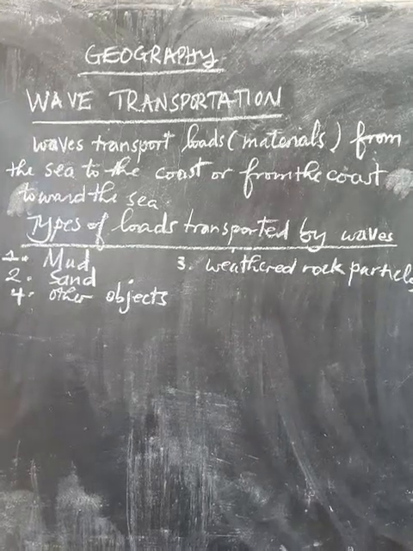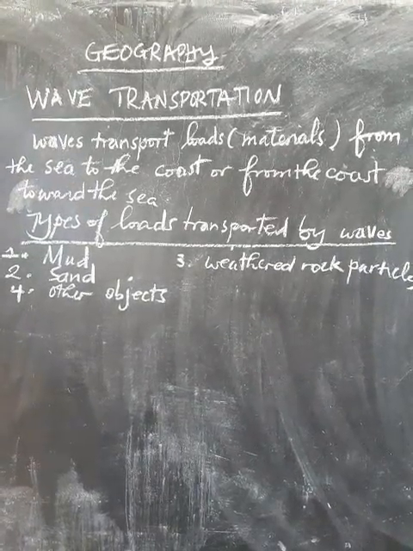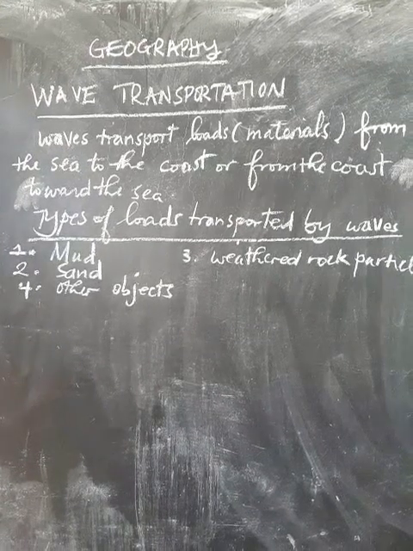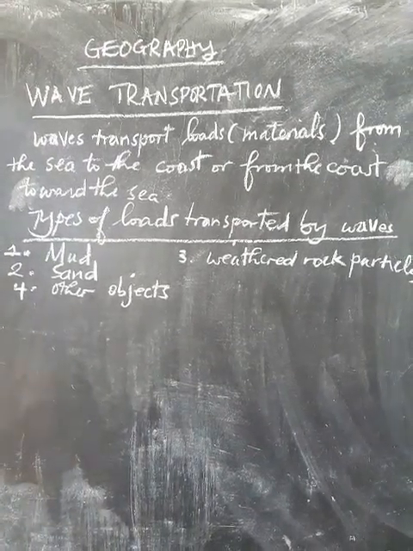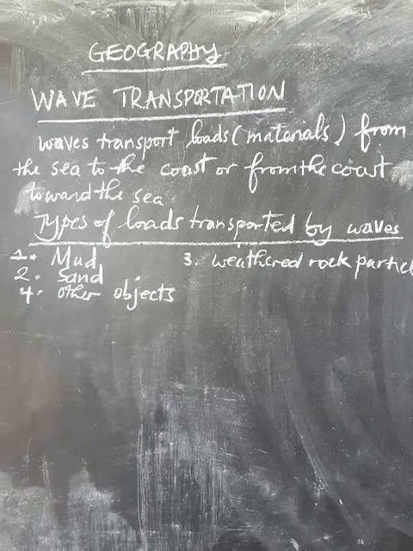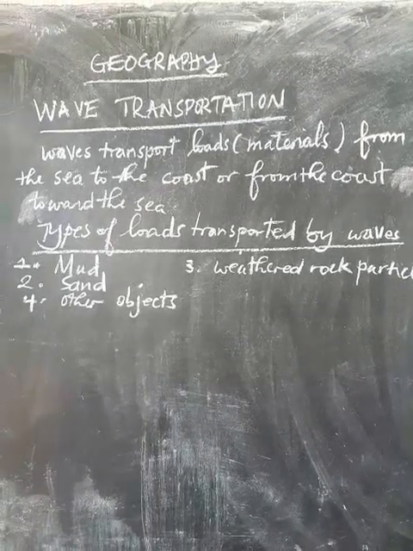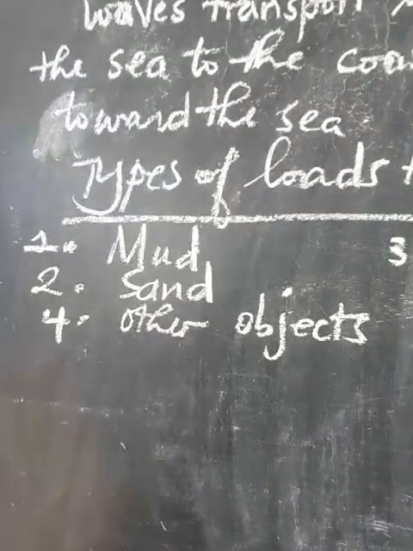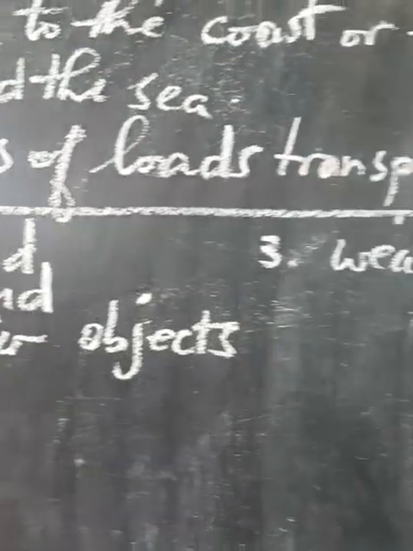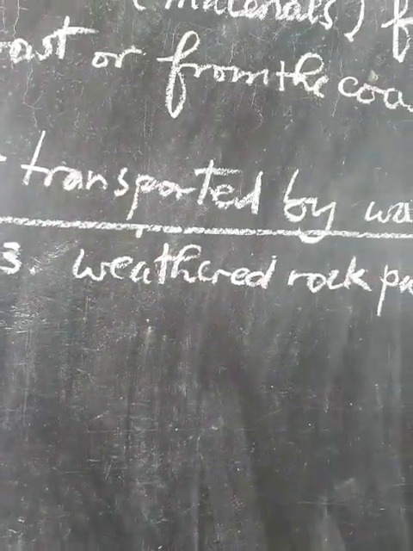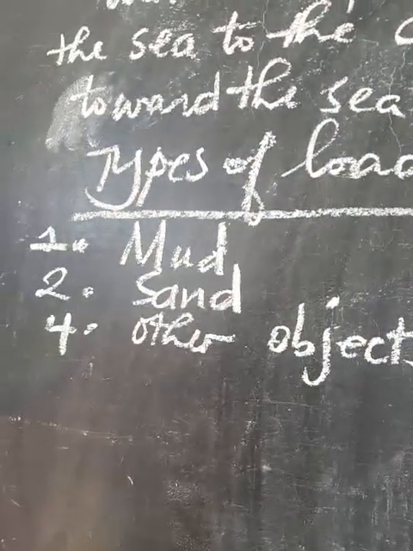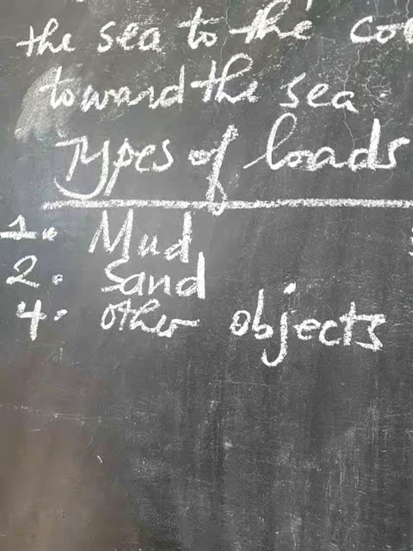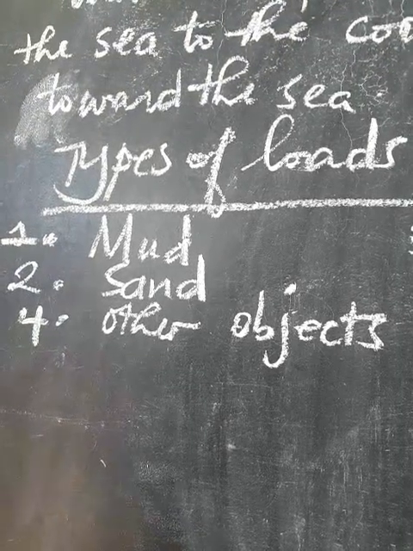The types of loads transported by waves include mud, sands, weathered particles, and other objects. Those are the materials transported by a wave. We have mud, sands, weathered rock particles, and even other objects like plastic materials, or any other kinds of material.